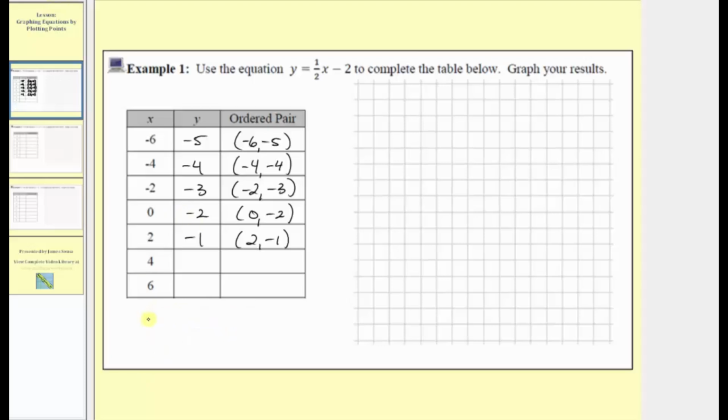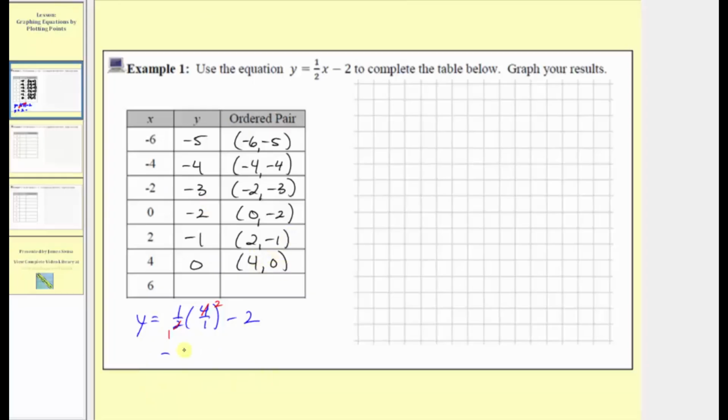The next input is 4, so we have y equals 1/2 times 4, or 4 over 1, minus 2. 1/2 times 4 means half a copy of 4, which is 2. We're showing the simplification. There's 1, 2, and 2, and 2 2's and 4. So we have y equals 1 times 2 is 2, minus 2, so we have y equals 0. So the ordered pair is 4, comma, 0.